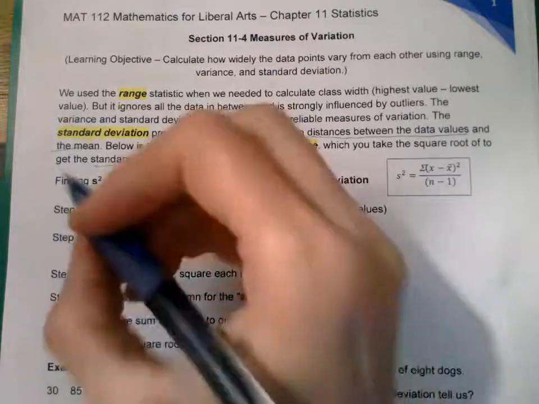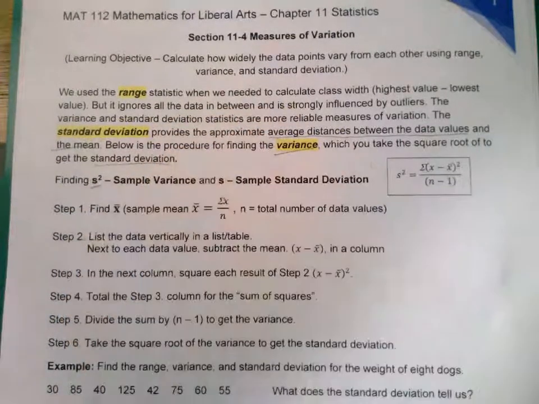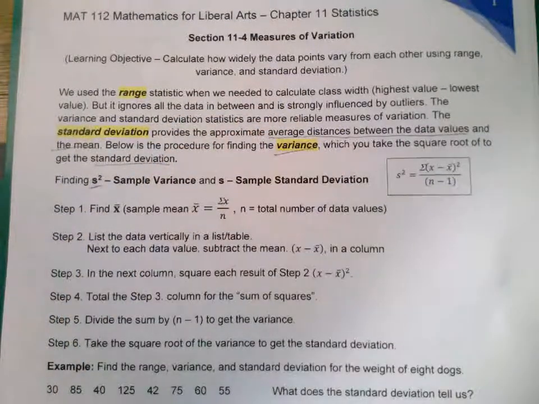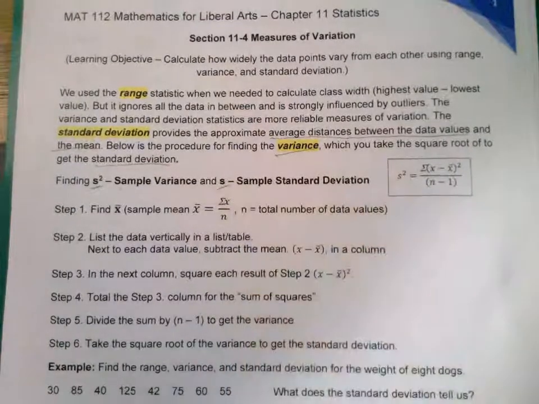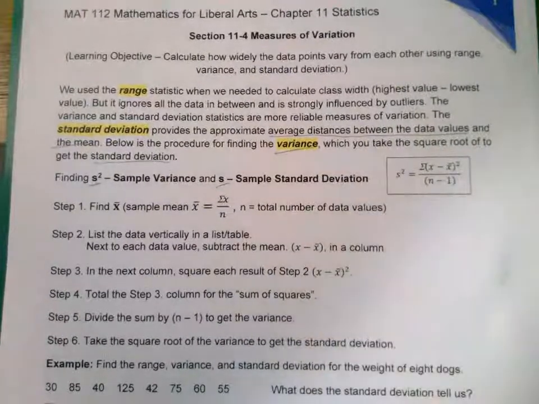Okay. Let's handle the symbols first. We need the variables s raised to the second power is actually called the sample variance. The population variance is something different, different symbols. S is just the sample standard deviation because we take the square root of the variance.